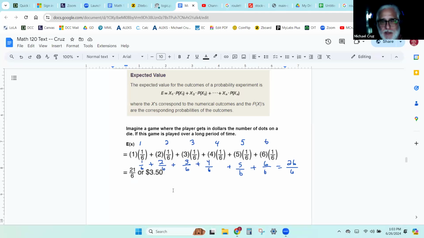So that's just a basic example. Oh, and then 21 divided by 6 is 3.5. And since this represented dollars, $3.50 would be the outcome of playing this. And of course, if the expected value is $3.50 every time you play, you're not going to have too many people running a game like that, because they don't want to throw out $3.50 for each roll. You're going to have some losers in there for it to be a realistic game.